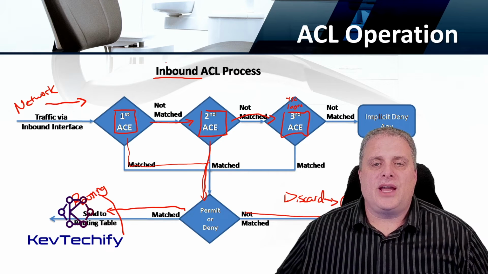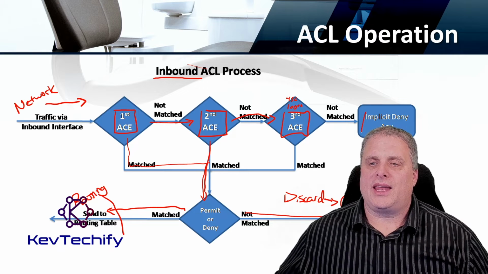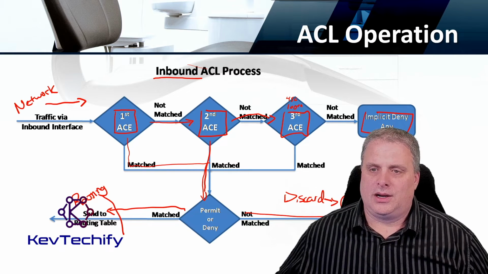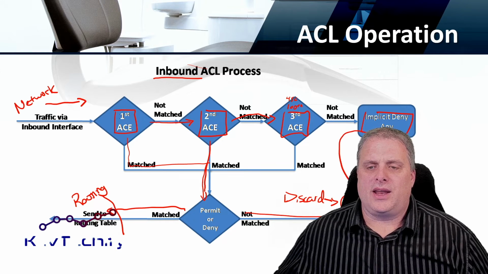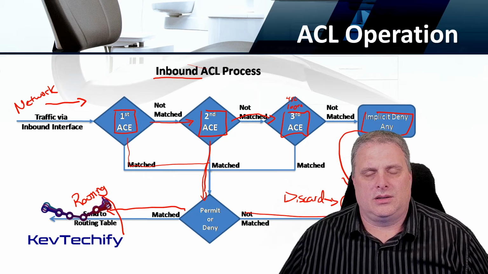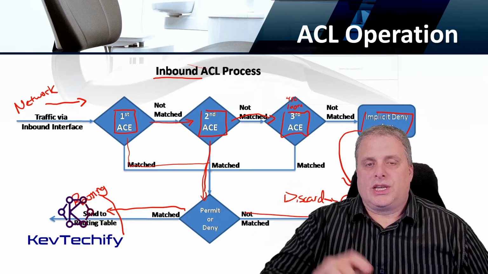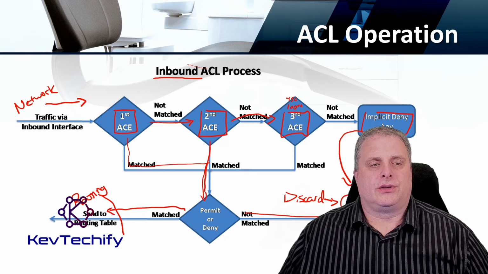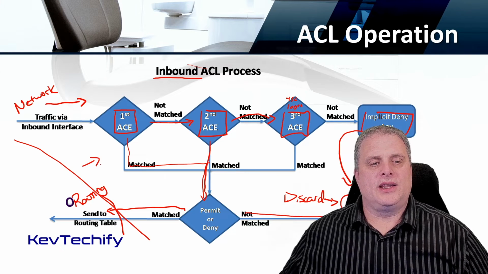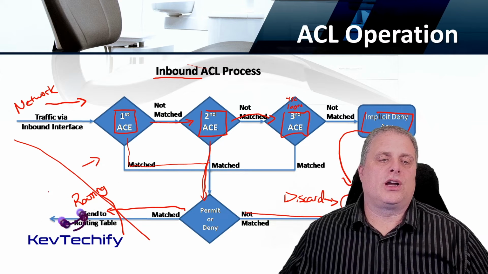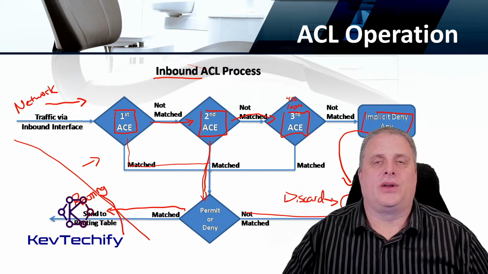And so if it doesn't match any of our ACEs here, our access control entries, we go to that implicit deny right here. That implicit deny is an automatic discard of our packet. Once again, notice all of this decision right up through here, everything on this side of the line is done before it comes in to the routing table. Okay, that's the inbound ACL.